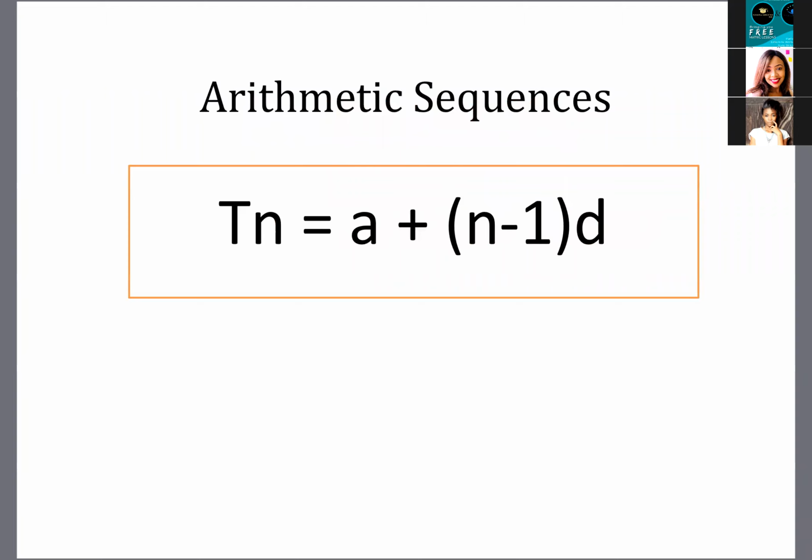So the first, sequences, we're going to do 3 sequences, 2 series, and then we're going to do sigma notation. So the first sequences we're going to do are our arithmetic sequences.